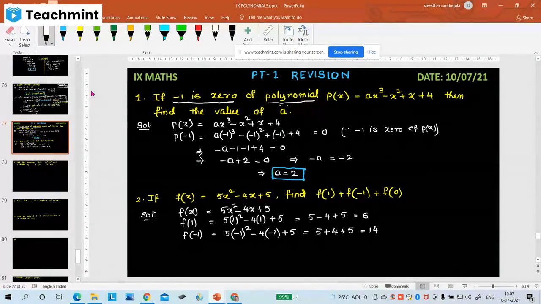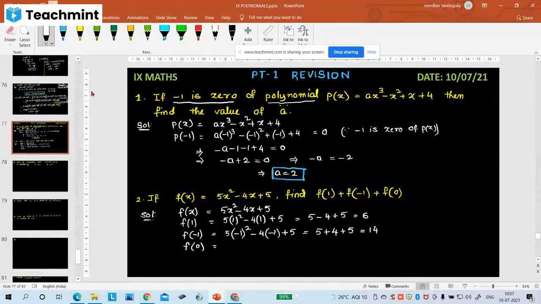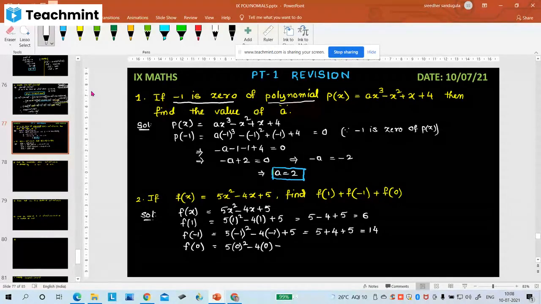Similarly, you have to find f of 0. What is f of 0? Wherever x is there, there you have to put 0. That is 5 into 0 square minus 4 into 0 plus 5. So 5 into 0 square, obviously it is 0. Minus 4 into 0 is 0, plus 5. Ultimately you get the value 5.